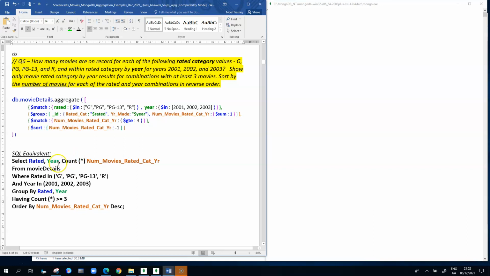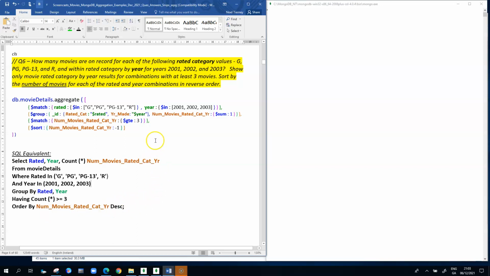From an SQL perspective, we look at the SQL version of the query first. We're saying select rated, comma, year. And then in the group by clause, we're grouping by rated and year. My where clause has 2 conditions where I consider only rated values G, PG, and so on, and I only consider 3 years, 2001, 2, and 3. And then, according to the question, it says show only results for the combinations with at least 3 movies. That's why I have a having clause, or the equivalent of a having clause, having count greater than or equal to 3. And then I sort by the number of movies in descending order.